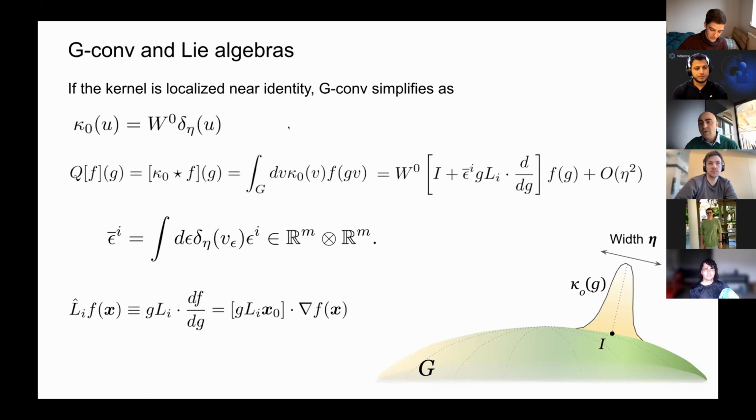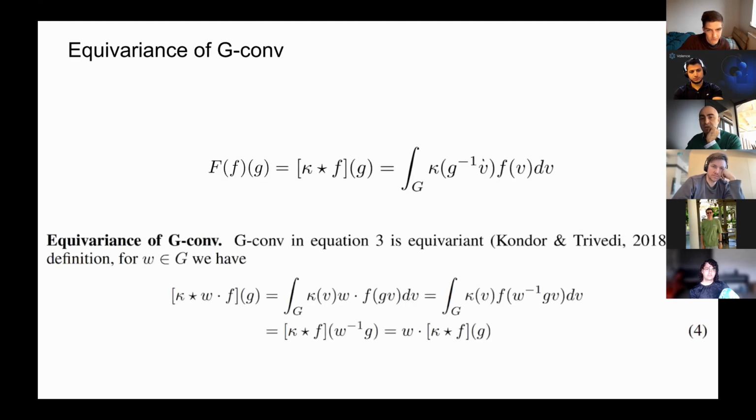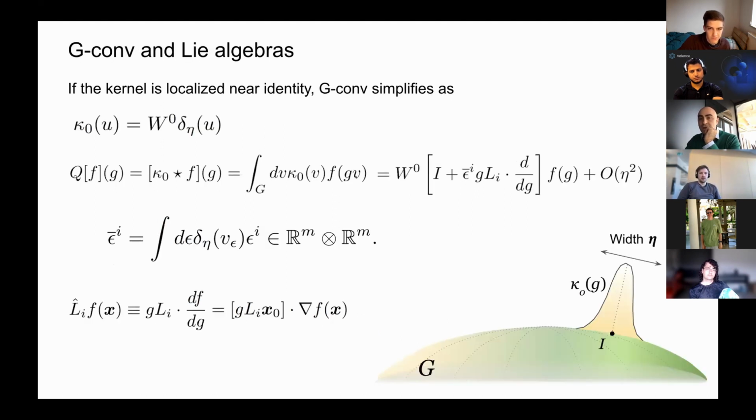And then we said, okay, what happens if somehow your model is focused more near identity, rather than having to sum over the whole group? And the idea is the following. I just rewrote the convolution in a slightly different way. Here it was g minus 1 v, but you can do a change of variables and write it as v g v. So we have this convolution operation, and then we ask the following question. What if your convolutional kernel is concentrated near identity?